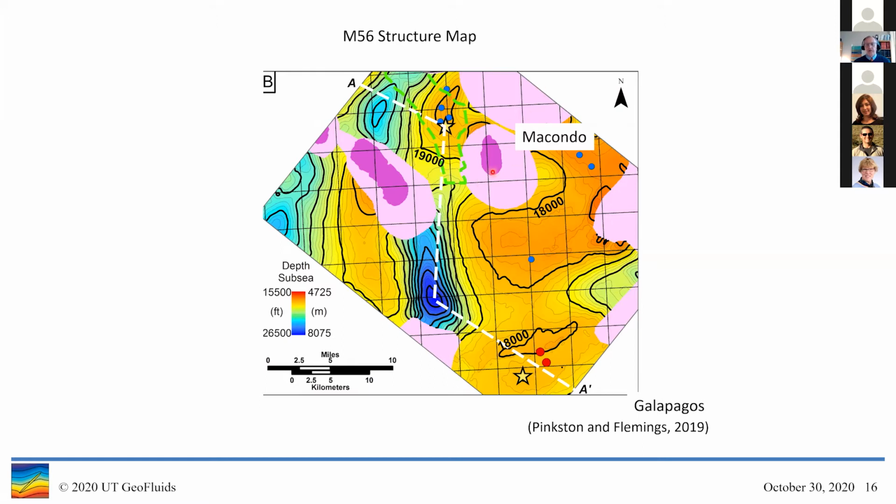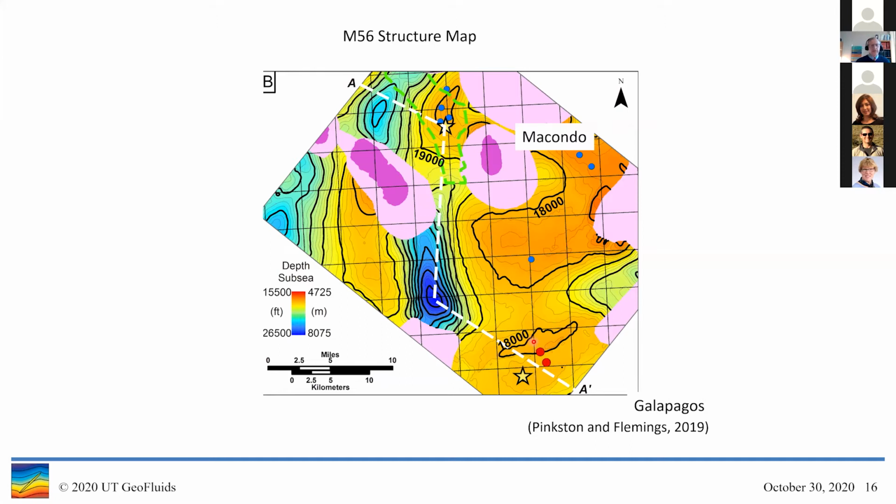The pink shows the salt stock in dark pink, and salt overhangs in light pink. And what you can see here is that this structure is on the M56, the reservoir horizon. This is where hydrocarbons were trapped at Macondo. And you can see we drop down into a synclinal basin and we come up 18 miles to the south at what's called the Galapagos development, a separate oil field on this structural high.